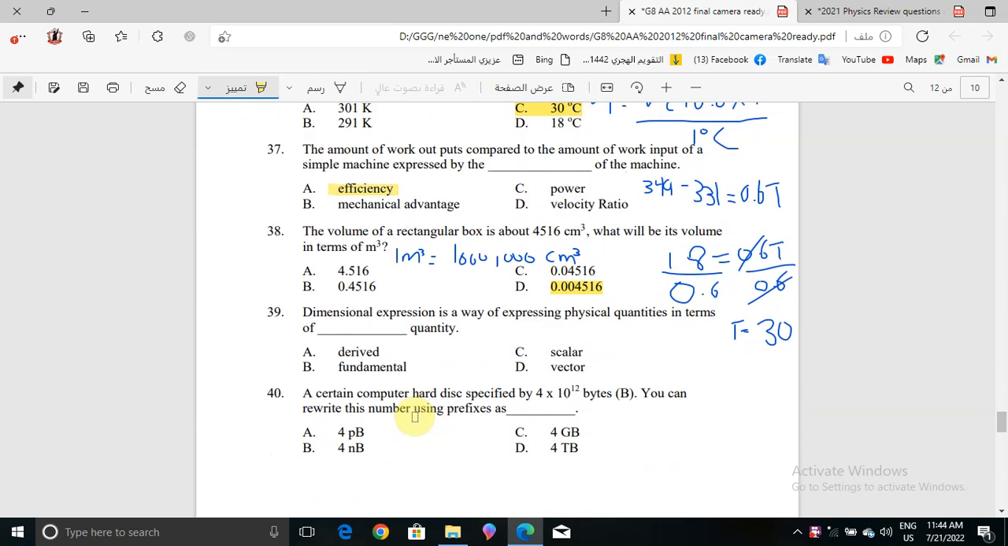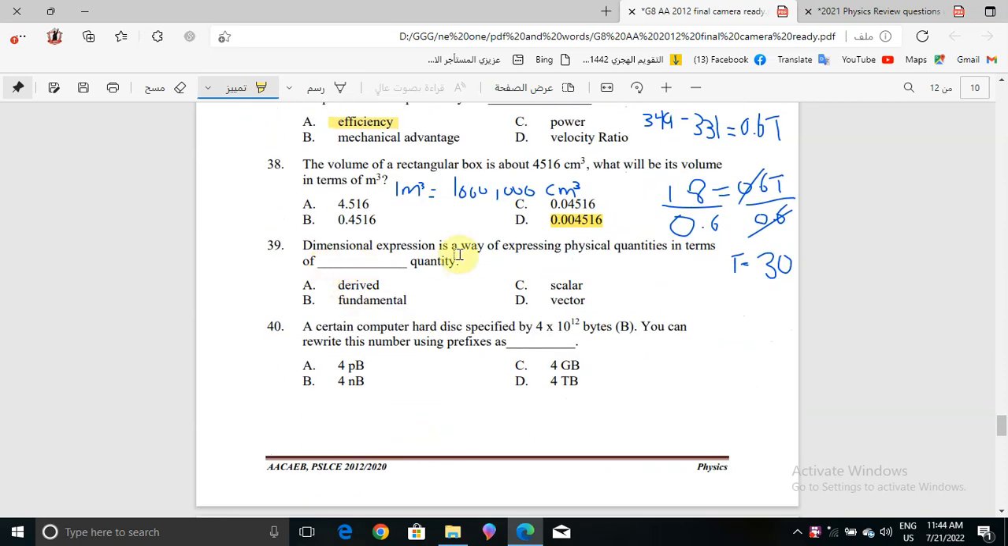Okay, now question number 39. Dimensional expression is a way of expressing physical quantities in terms of dash quantity. What is it? It will be fundamental.